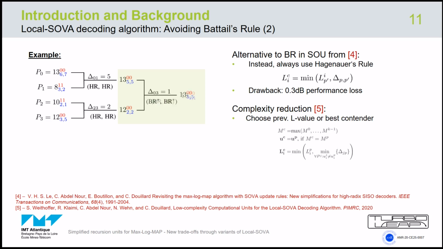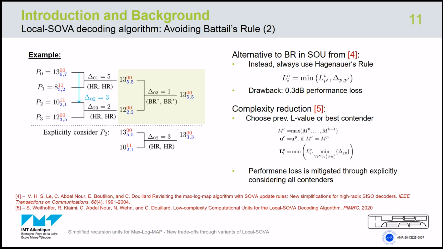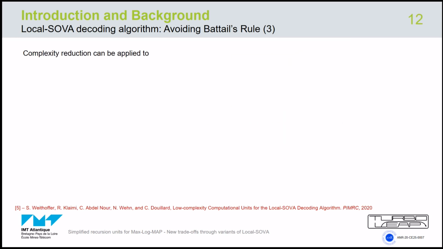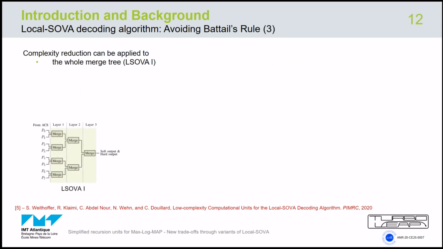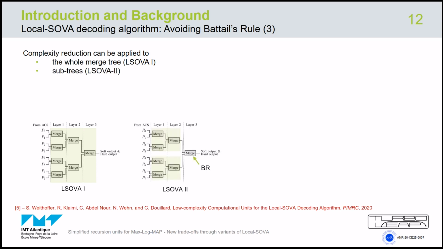Use the previous extrinsic candidate or L value of the winning path, or the best contending value among all contenders. Explicitly considering all contenders to the winning hard decisions helps mitigate a loss in error correcting performance. This complexity reduction can now be applied either to the whole merge tree in the SOU or to subtrees, allowing a trade-off between implementation complexity and error correcting performance.